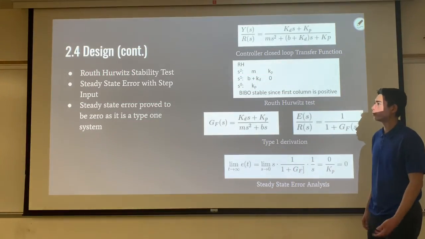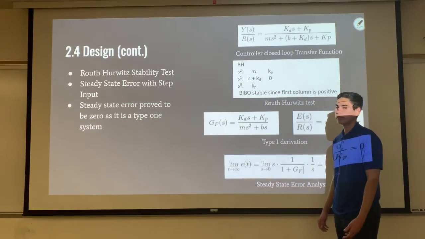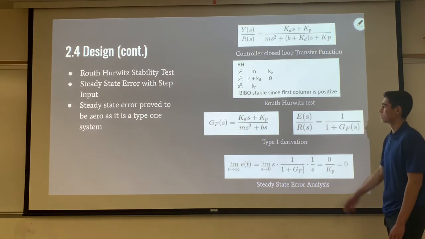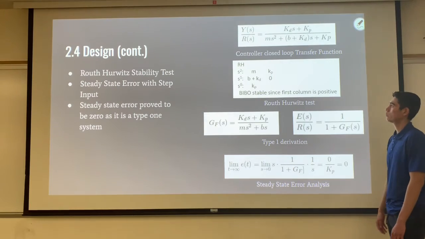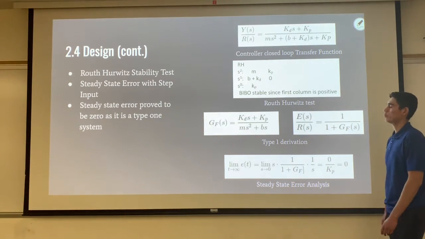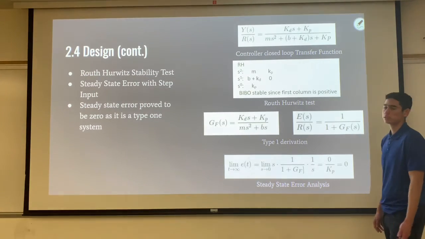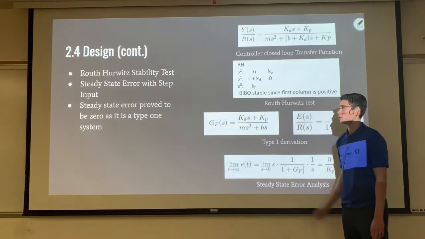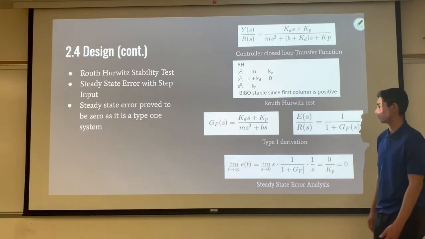In order to further implement our system, we decided to make sure that our controller would create a stable system. We took a simple Routh-Hurwitz test in which we took the denominator of our controller closed loop transfer function, and we used Routh-Hurwitz in order to prove the system would be stable. As you can see, the left half column of this array is positive, therefore proving the system is stable.